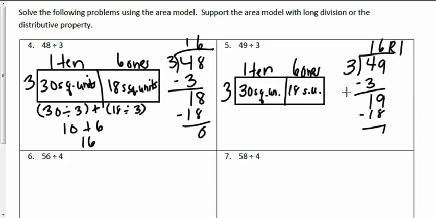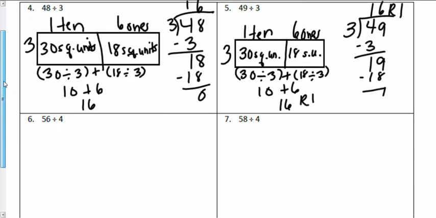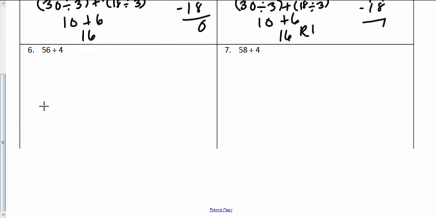Again, you could stop here because it says long division or distributive property, but I'm going to go ahead and do both. Okay, so I've got 30 divided by 3 plus 18 divided by 3. That's 10 plus 6, which is 16, and then I had a remainder of 1. All right, so I'm going to do 56 divided by 4.